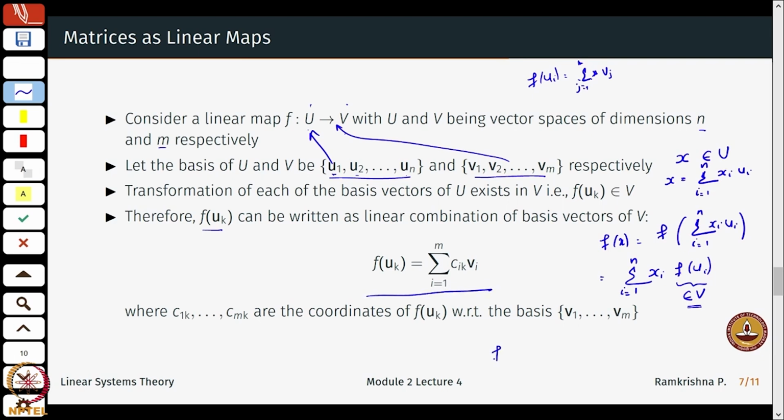If I just say f of u1 would be the sum over i equal to 1 till m of c i 1 vi, and so on for everything. So, f of uk can be written, because f of ui is a vector in v, and therefore, it can be written as a linear combination of basis vectors of v. Okay. And let us denote those coefficients as c i k as set here.